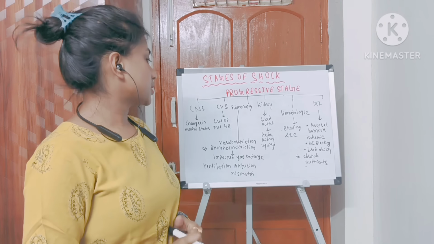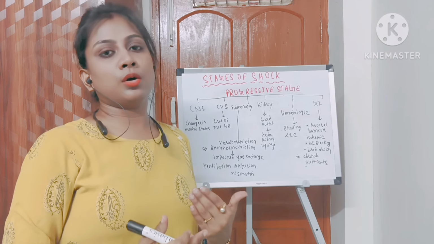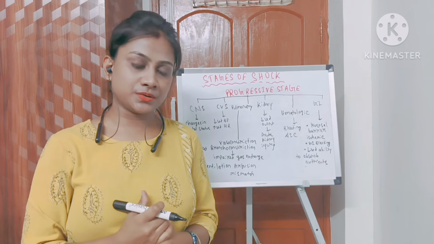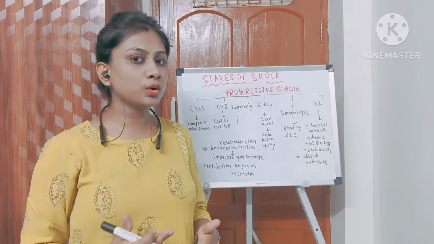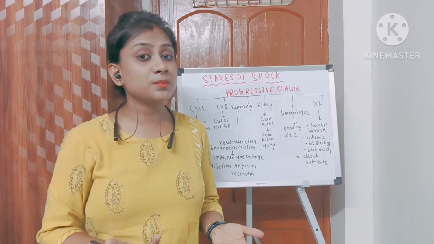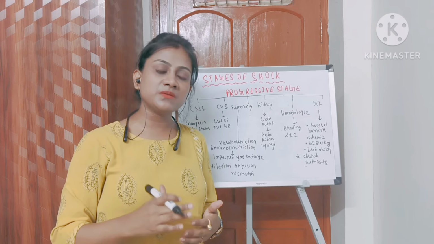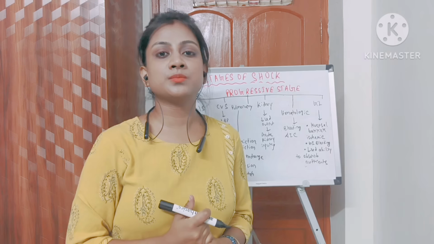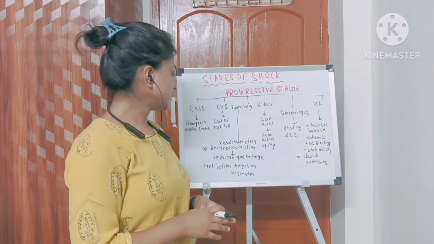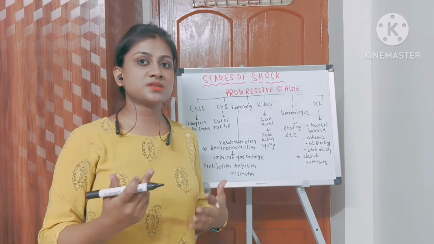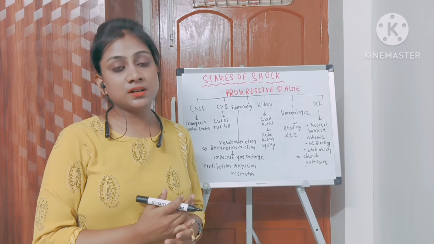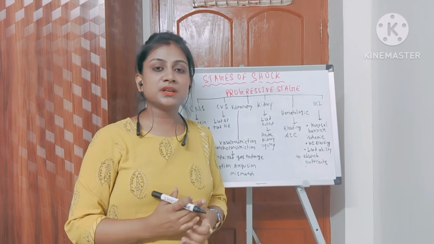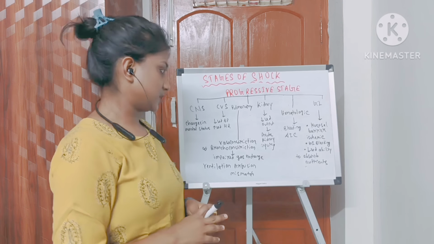Next, for the cardiovascular system, the body again will try to cope up and it will do more and more vasoconstriction, but it is not able to, so the BP will be very low. Mean arterial pressure will be less than 65, systolic blood pressure will be less than 90. And as a compensatory mechanism, heart rate will be increased, tachycardia will be there. Although the patient is not able to maintain a normal BP, still there will be tachycardia.